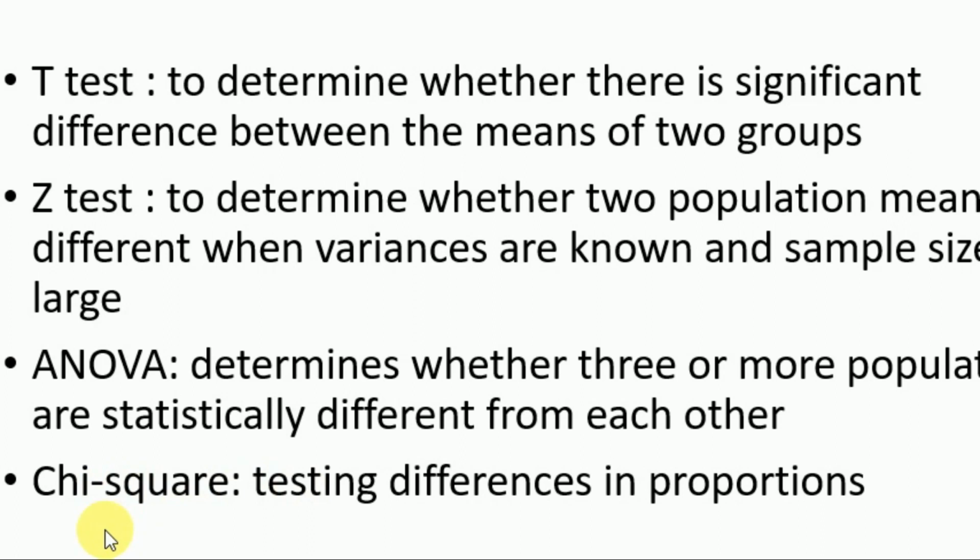Next is chi-square test. Chi-square test is a non-parametric test. It is usually done to test differences in proportions.